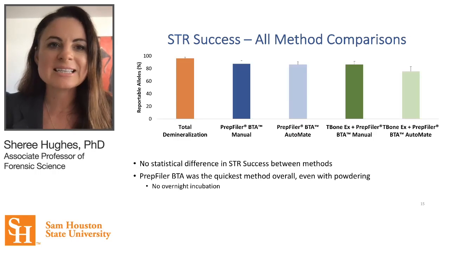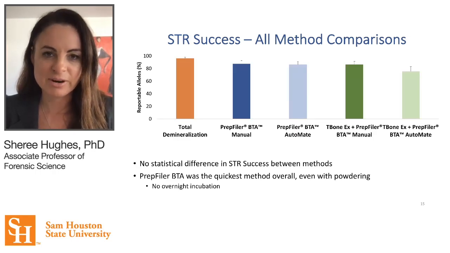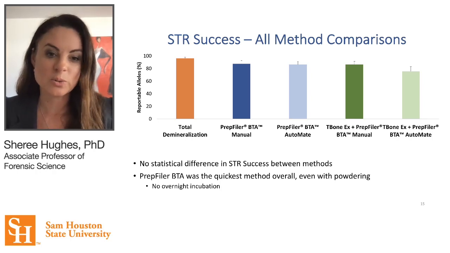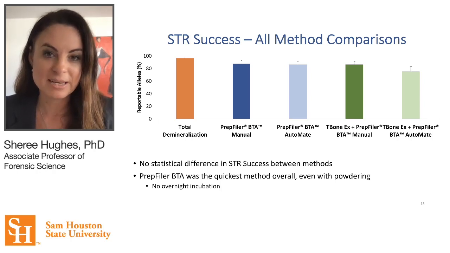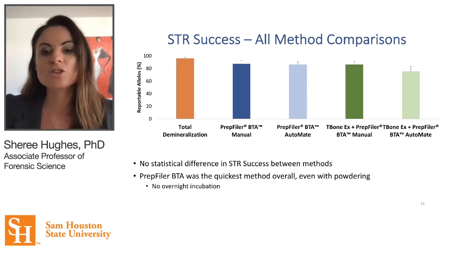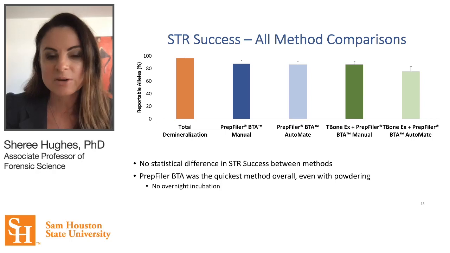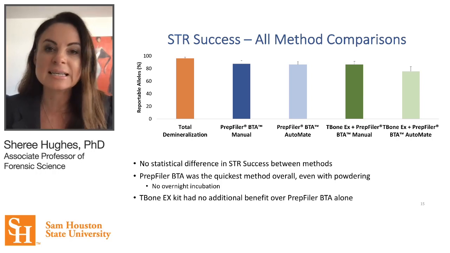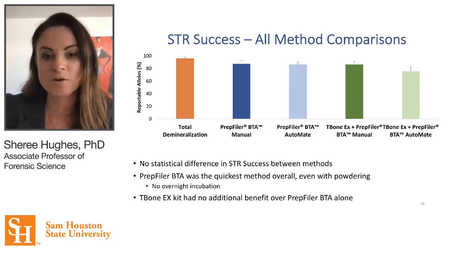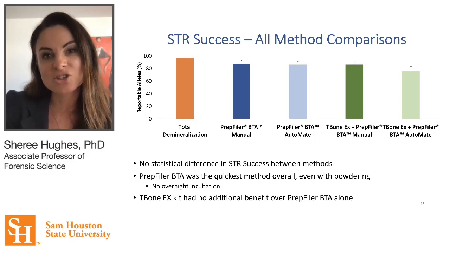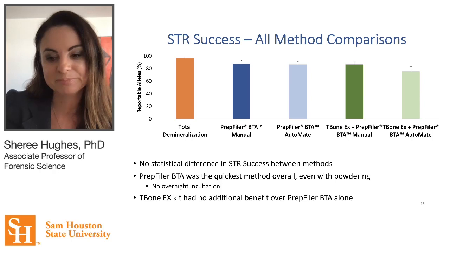However, when we looked at the STR success from those DNA extracts, we found that there was no significant difference at all between the STR success based on those methods. The PrepFiler BTA was the quickest overall. Even though we had to powder, it was still the quickest. We could avoid the overnight incubation. But more importantly, the T-Bone X kit really didn't have any additional benefit over BTA alone. However, the BTA PrepFiler kit was still dependent on powdering the bone.